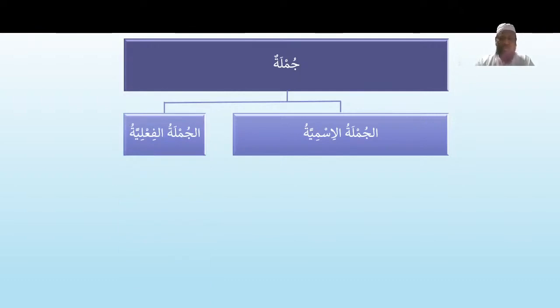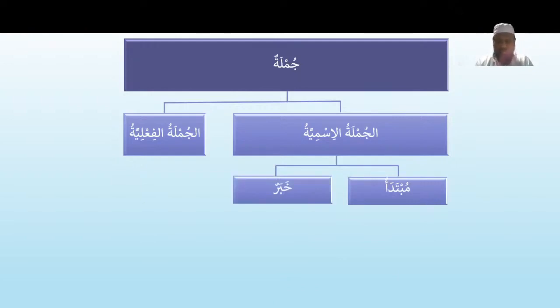Because we are learning al-jumlatul ismiyatu, we'll talk about al-jumla ismiya. Once we start learning about al-jumlatul fi'liyatu, we'll talk about that. Jumlatul ismiya is made of two parts. What are those two parts? The first one is mubtada'un. The second part is khabarun. So any jumla ismiya will have these two parts.